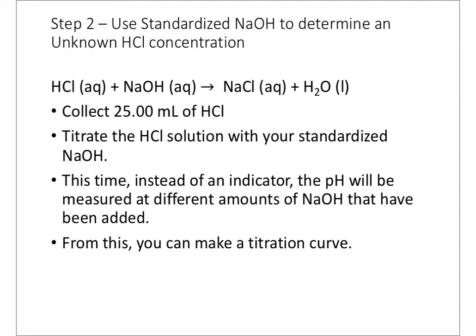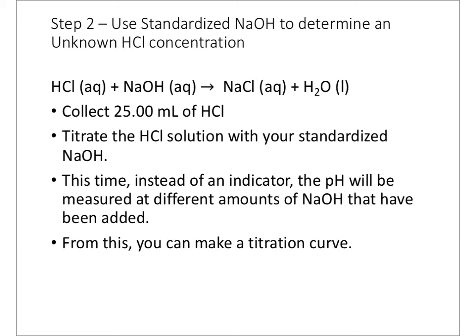Now, you're going to do this standardization 3 times. You'll be given some data for each of those trials. You can calculate, based on the balanced chemical reaction, the molarity of your NaOH. You can find a molarity for each of the 3 trials and calculate an average molarity. And then you're going to perform a new titration where you're taking the value from step number 1, that standardized NaOH, and you're using that to determine a concentration of HCl that is unknown.